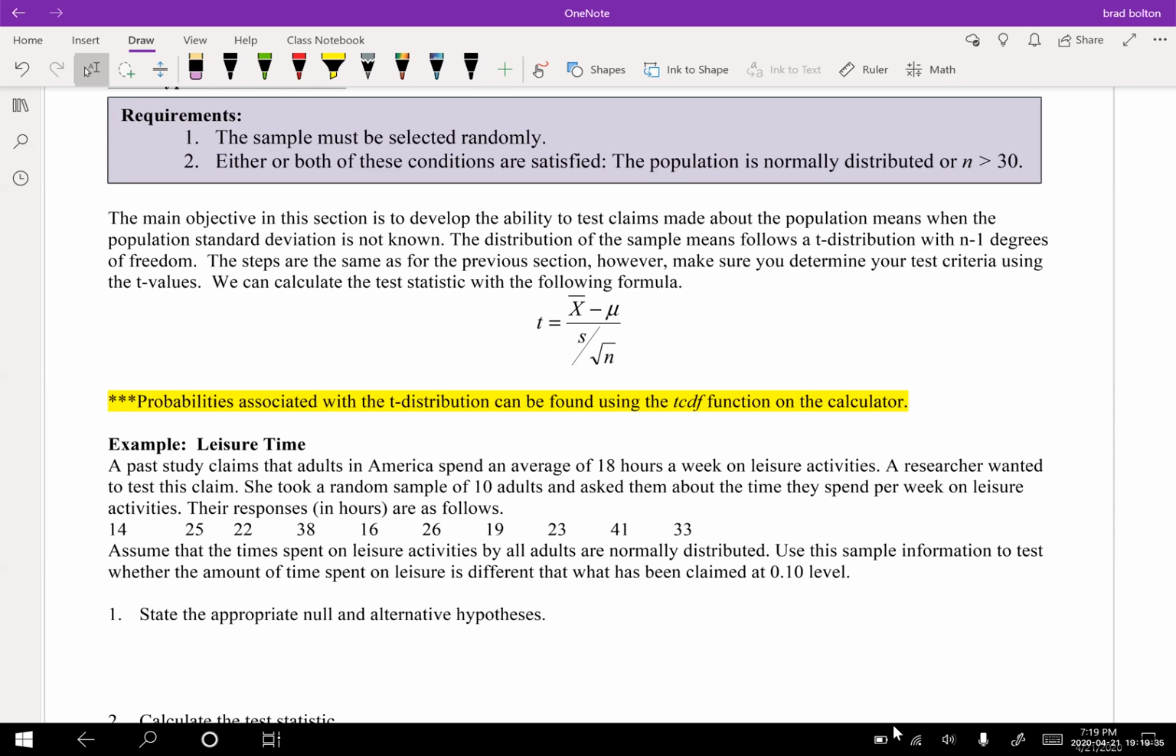The steps are the same as for the previous sections. However, make sure to determine the test criteria using the t-values. So everything's the same. Nothing is going to change. We're going to do our 7 steps. We're going to build our claim. We're going to build our null. We're going to do everything exactly the same.